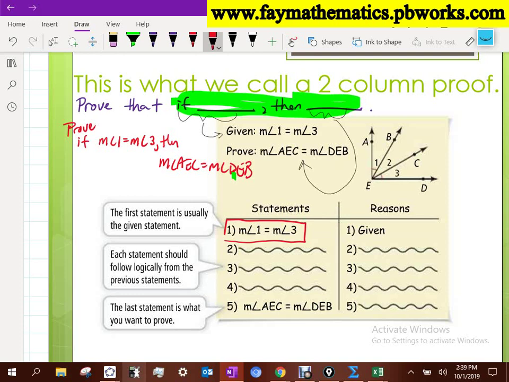But you write a statement on the left-hand side, and then you tell us why that statement is true on the right-hand side. Then you go to the next statement on the left-hand side and tell us why that is true on the right-hand side. A lot of those properties we talked about yesterday, the addition property of equality, the reflexive property, substitution, are going to be some of our reasons. All our vocabulary words are going to be some of our reasons.